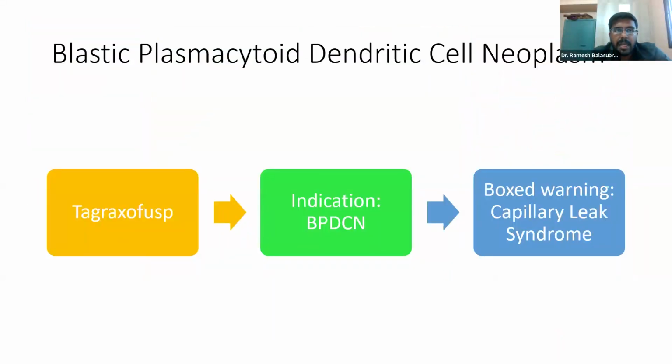My last one is the blastic plasmacytoid dendritic cell neoplasm. Mostly they have a cutaneous presentation. They present with maculopapular rashes and so on. This is an aggressive disease. Here the medicine used is tagraxofusp. This is a CD123 inhibitor, and the black box warning for this is capillary leak syndrome.